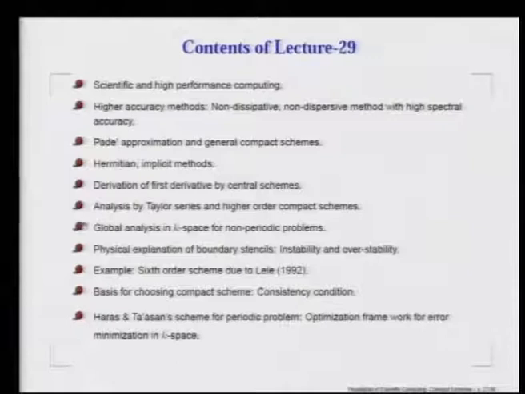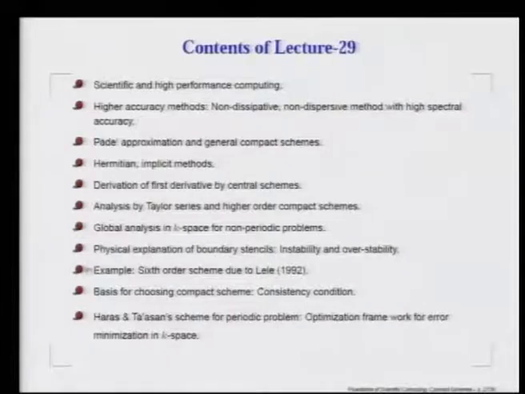We performed a global analysis in the wave number plane for this compact scheme, and we noticed that many of the older compact schemes had some problem with the boundary stencil. We explained physically that these problems arise due to stability, instability or overstability at either end of the domain. When we have a periodic problem, this does not cause any problem. It is essentially a problem with the non-periodic problem.